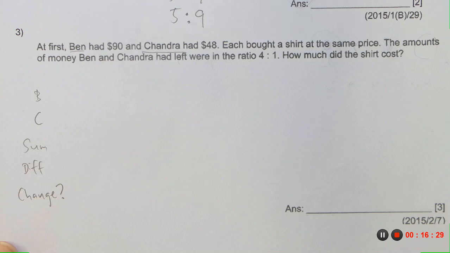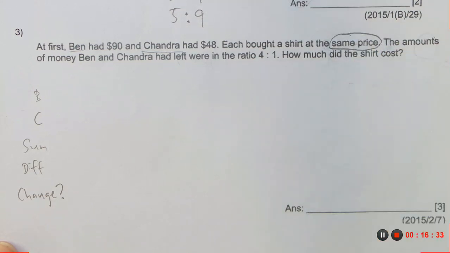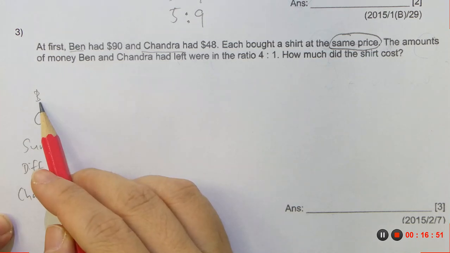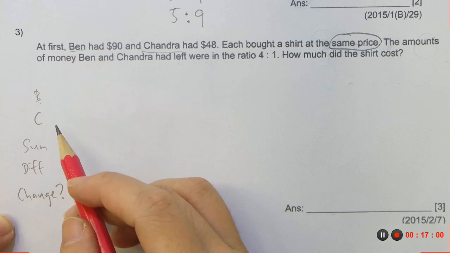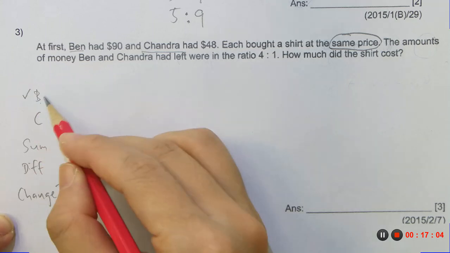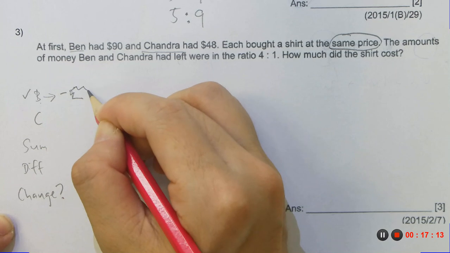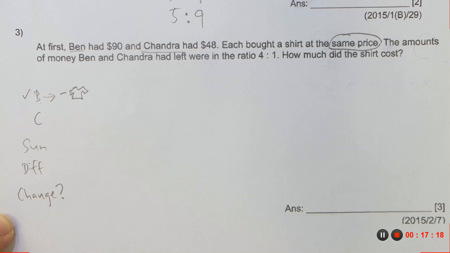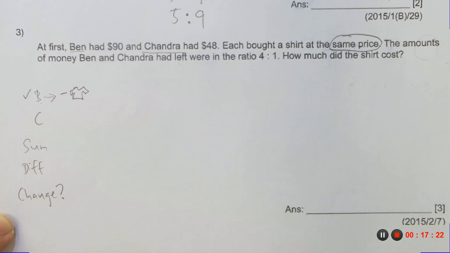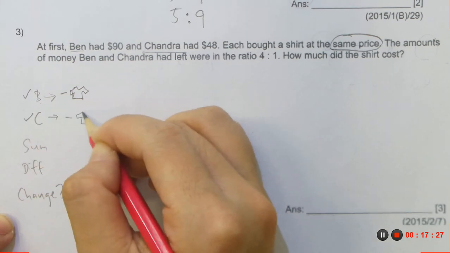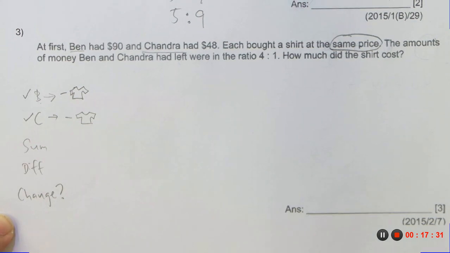Here says, each of them, both Ben and Chandra, they bought a shirt at the same price. Now, considering both of them bought the shirt the same price, let's look at it. Ben started out with $90. He bought a shirt. Will that be changed? Yes, he will. He bought a shirt and then he minus the shirt. Definitely there's a change. Now, then Chandra. Did he buy the shirt? He also bought the shirt. Are the shirt the same? Yes, the shirt is the change. So Chandra also changed. Both of them changed.